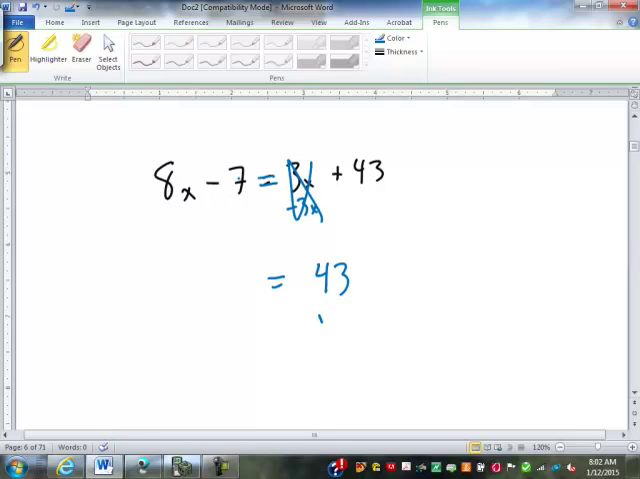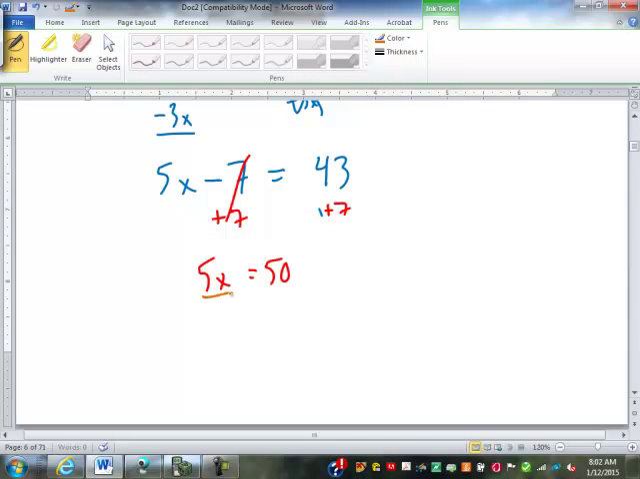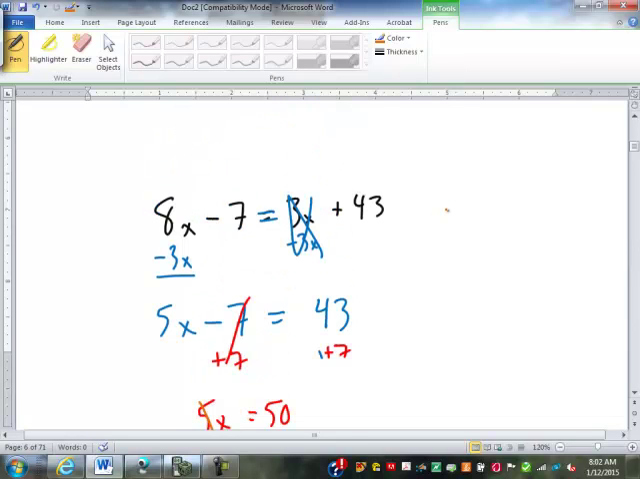Can we take it away from the negative 7? No. We can only take it away from other x's. So 8x minus 3x is 5x. Now, add 7, good. So 5x equals 50, and then divide by 5. x equals 10. And just like before, we can replace x with 10 now and make sure this works out.